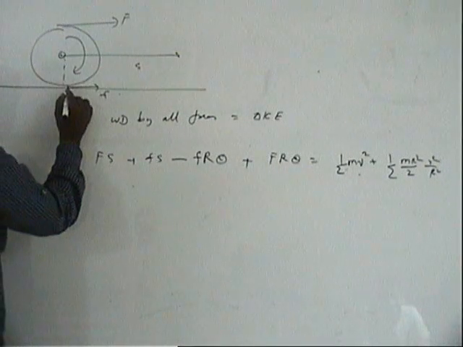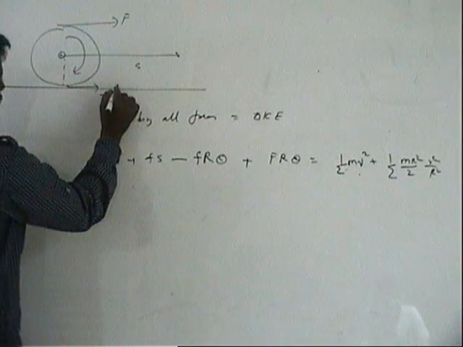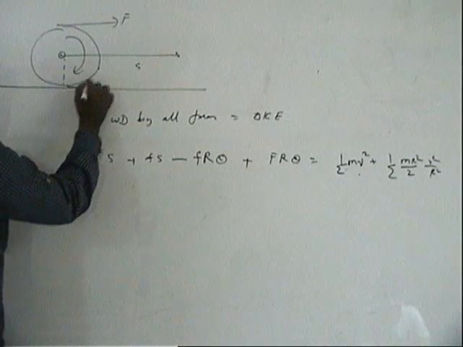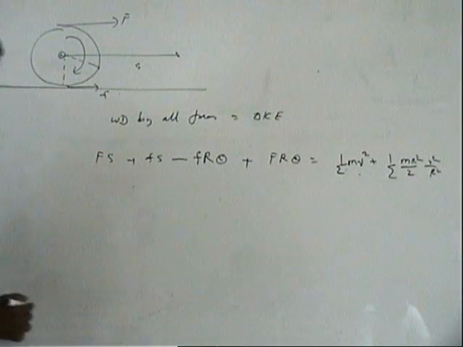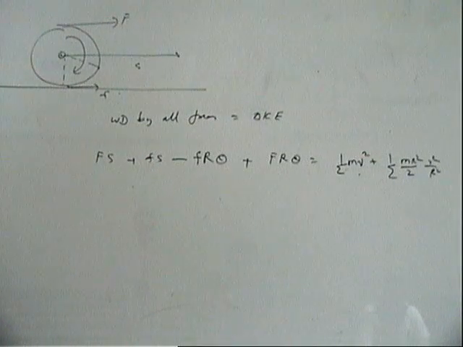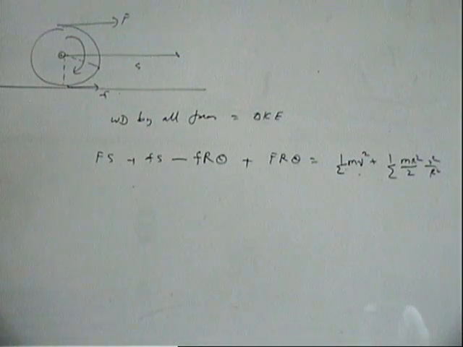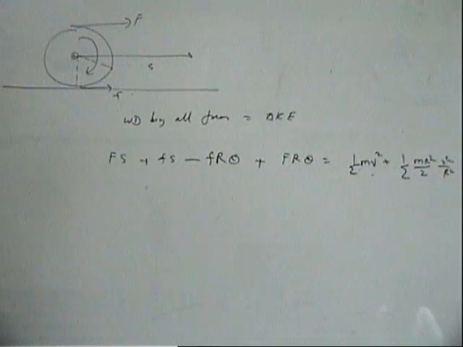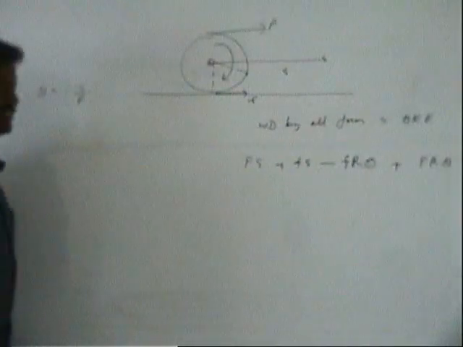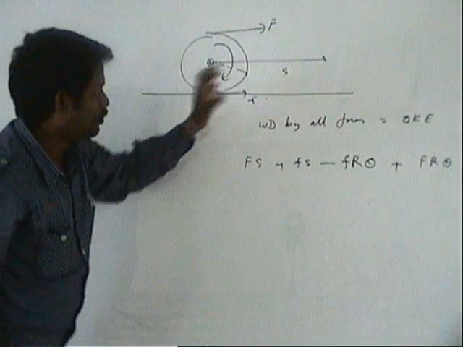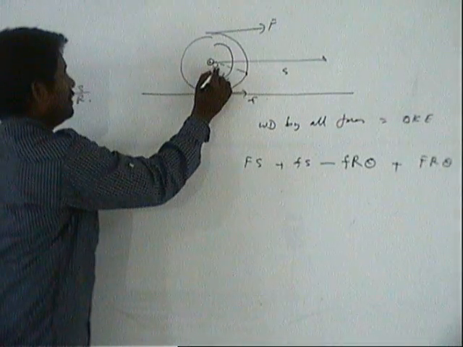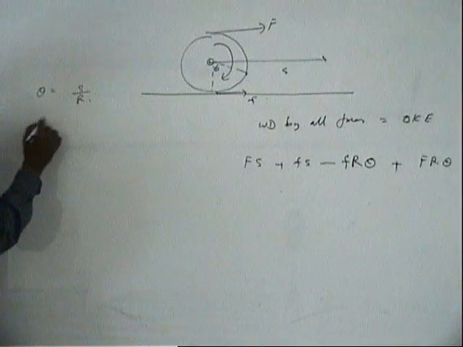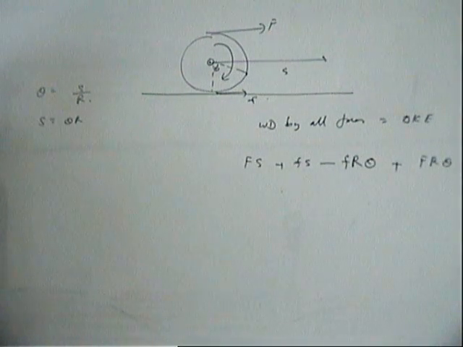When it has gone by S, suppose it travels S, that means the point of contact has moved on the ground. The point of contact has moved on the ground. That is theta equal to S by radius, because the point of contact has moved on the ground. Whatever distance it has moved, theta can be calculated from that. Theta is S by radius. So S can be written as theta R.